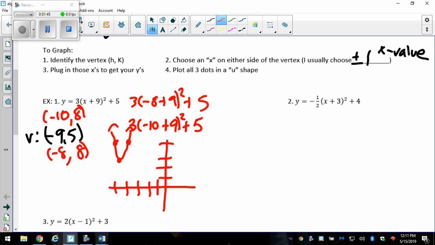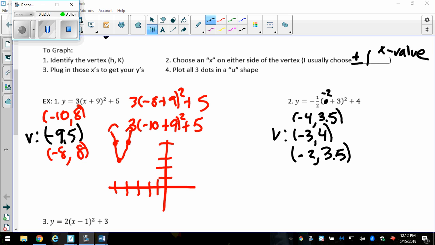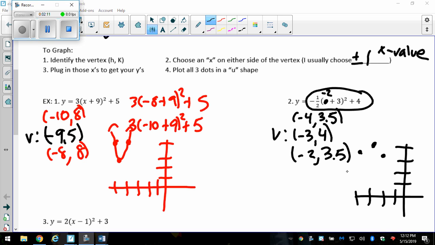So let's look at number 2. Again, my vertex is the opposite of the inside number, the number we're adding or subtracting. Again, pick one number smaller and one number bigger, and plug those into this x spot right here. So I'm plugging a -2 into that spot. If you type this into your calculator, you should be getting out 3.5 each time. So plot all 3 of your dots on a grid like this.